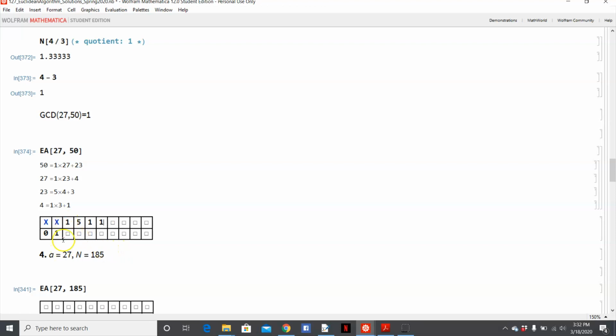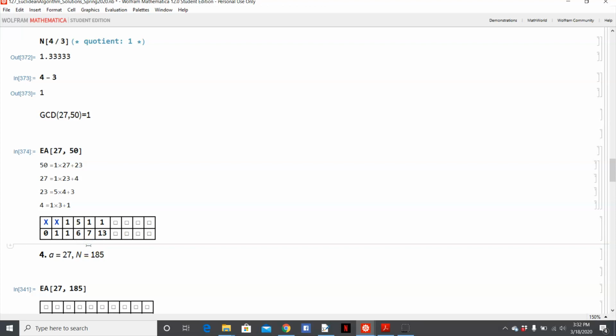Now I complete my second row. I do that by multiplying this number times that number and then adding that number. So 1 times 1 plus 0 is 1. And now I lather, rinse, and repeat. 5 times 1 is 5, plus 1 is 6. 6 plus 1 is 7. 7 plus 6 is 13.